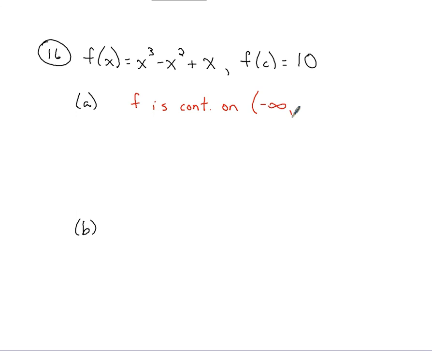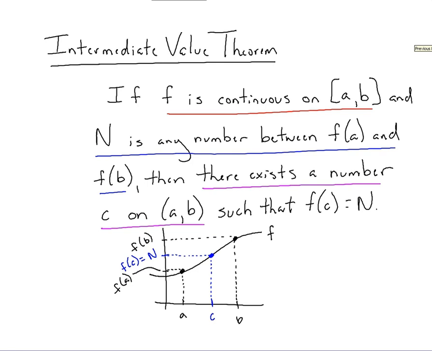And normally the way these problems are set up, if there's a given interval, it's going to be continuous. If there's not a given interval, then we're just going to say it's continuous for all real numbers. Don't overcomplicate things there. All right, next part. As we go back to the theorem, and this is where the calculator comes in handy, n is any number between f of a and f of b.